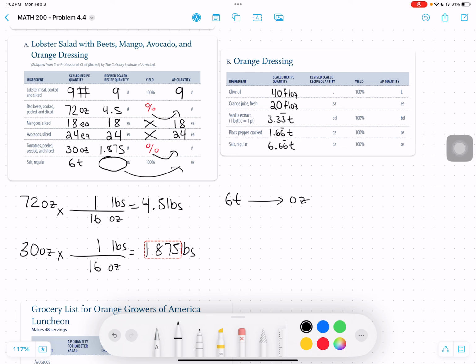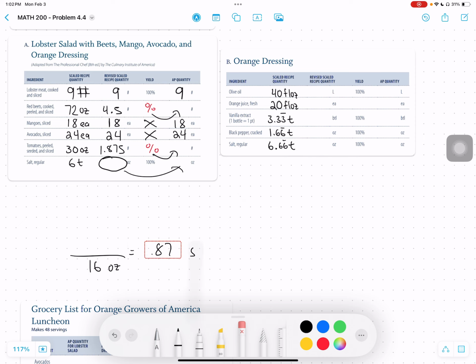So at this point, you fill up all of your AP quantities. Then you're going to move up to the orange dressing. You have to do all of the conversions as well. Let me go ahead and clear up a little bit of the space.